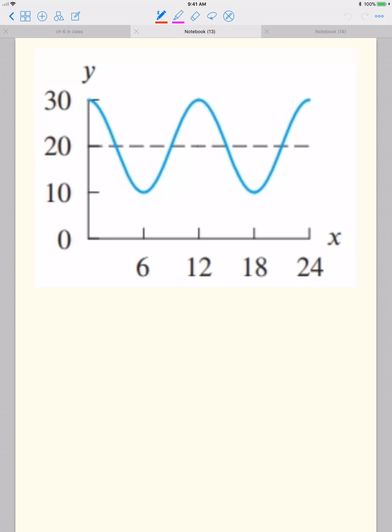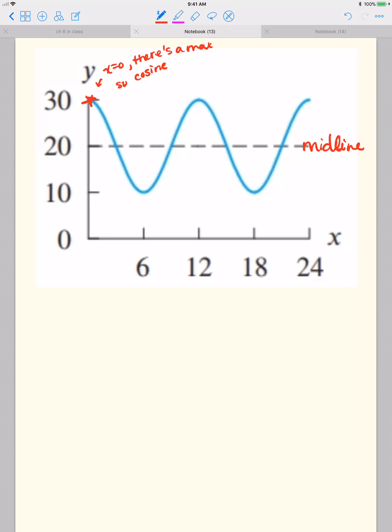Okay, another one, midline is shifted up to 20. So we'll have a plus 20 on the end. The graph when x equals 0 starts at a maximum. So at x equals 0, there's a maximum. So this is a positive cosine function.